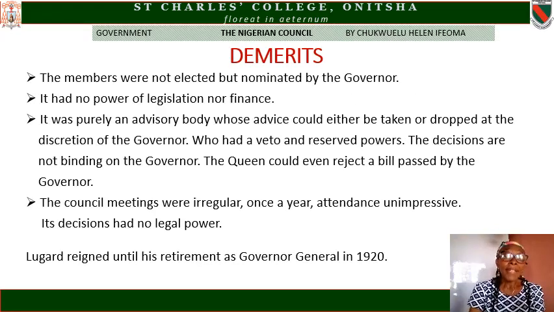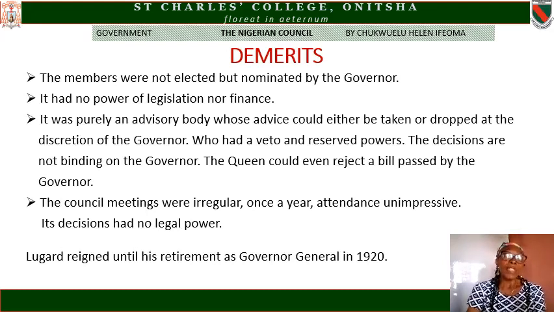Now, following the merits are the demerits. Among the demerits are: the members were not elected, but appointed or nominated by the governor. Secondly, it had no power of legislation nor finance, meaning that it had no legal power to make laws. Number 3, it was purely an advisory body whose advice could either be accepted or dropped at the discretion of the governor, who had a veto and reserve powers. The decisions were not binding on the governor. The Queen could even reject a bill passed by the governor.